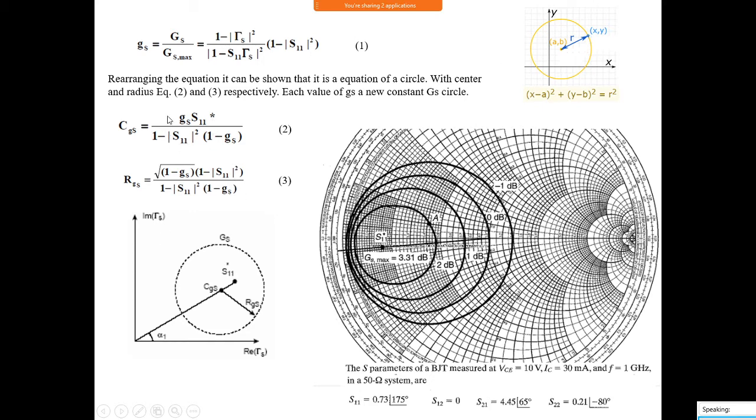So you do this operation. This is given, this we know. You can easily get the center of the circle. It is a complex number with a magnitude and an angle. So you take that. Now we know the magnitude and angle. You first mark the angle on this. How do you mark the angle? From here we know in the Smith chart.